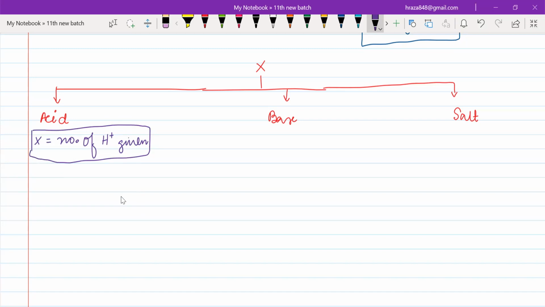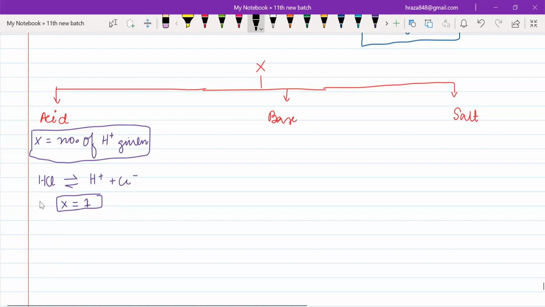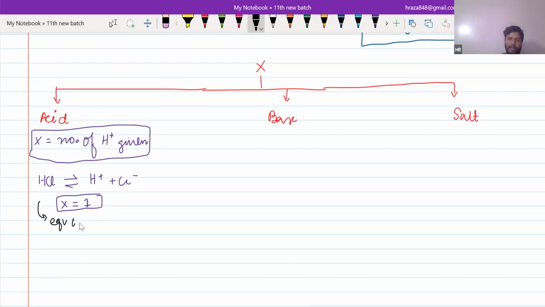Yes, sir. So, can you tell me how many H plus will be given by HCl? Only one H plus ion. That means X of HCl, valence factor of HCl, will be 1. Okay? If you are going to calculate equivalent weight of HCl, that will be equal to molar mass of HCl upon X, that will be equal to 1.